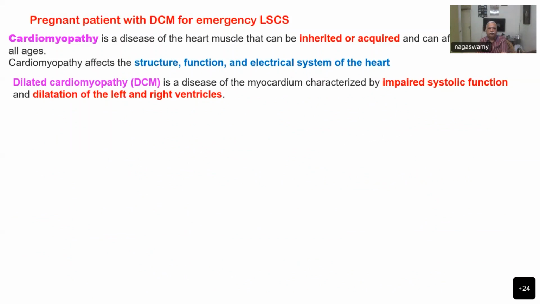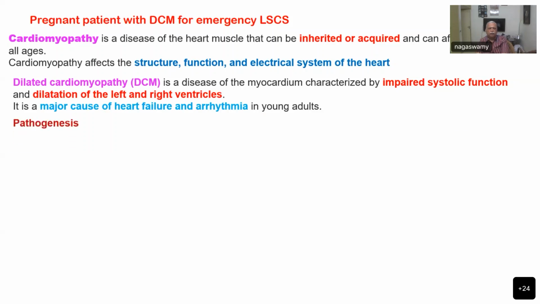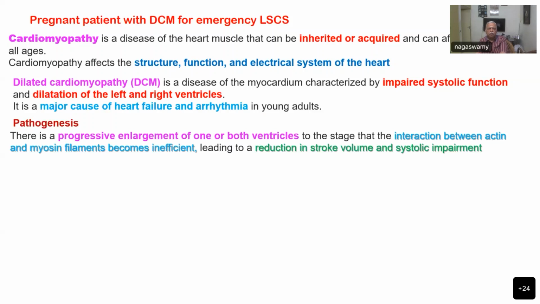Dilated cardiomyopathy is a disease of myocardium characterized by impaired systolic function and dilatation of both left and right ventricles. The major cause of heart failure and arrhythmias in young adults. The pathogenesis is progressive enlargement of one or both ventricles to the stage that interaction between actin-myosin filaments becomes inefficient, leading to reduction in stroke volume and systolic impairment results.